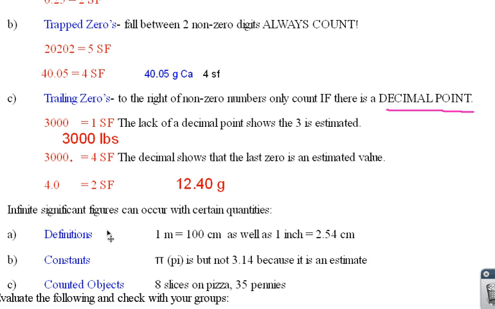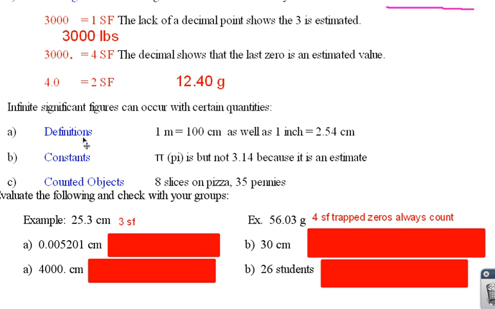The third area we're going to see numbers in has infinite significant figures, and that's for definitions, constants, and counted objects. Definitions are exact things. 1 meter is 100 centimeters. 1 foot is 12 inches. Things like that. They never vary. They're always the same relationship.